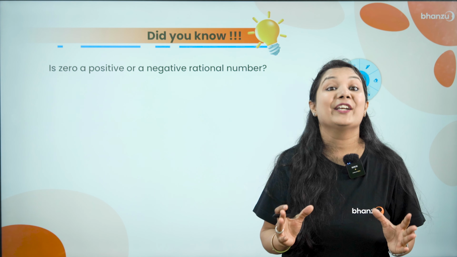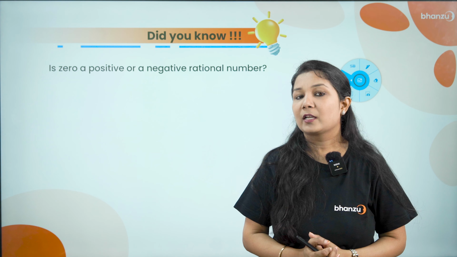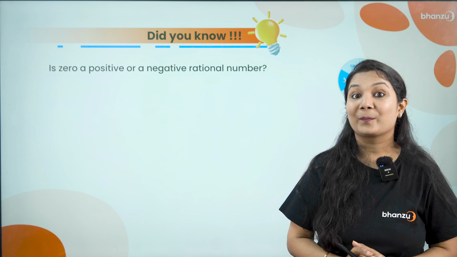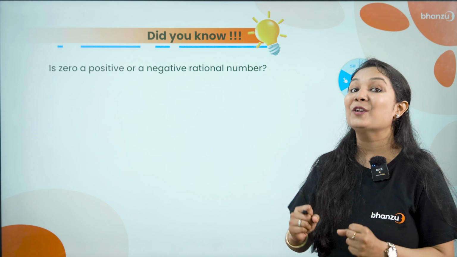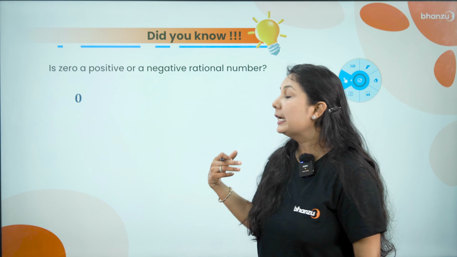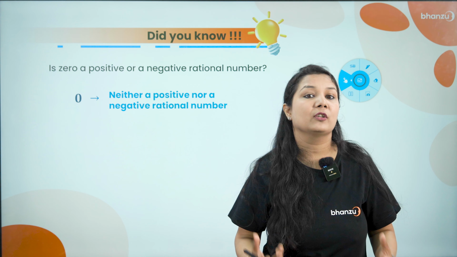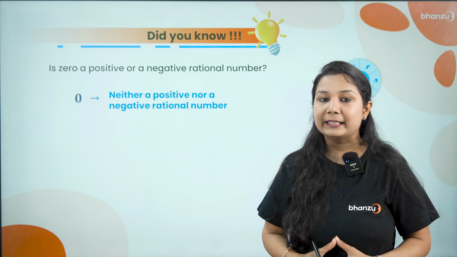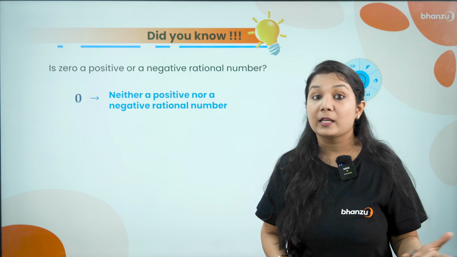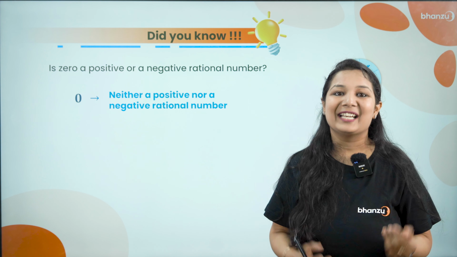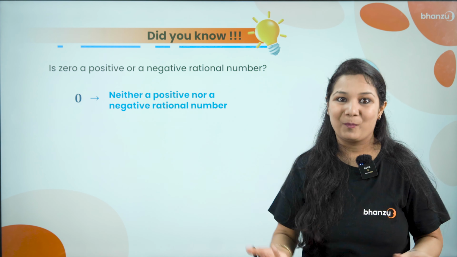So this is a very interesting question. What do you think? Would 0 be negative or positive? Yes, 0 is a special rational number. It is neither a negative nor a positive rational number, right? It doesn't carry a sign of plus or minus. It will be neither negative nor positive.